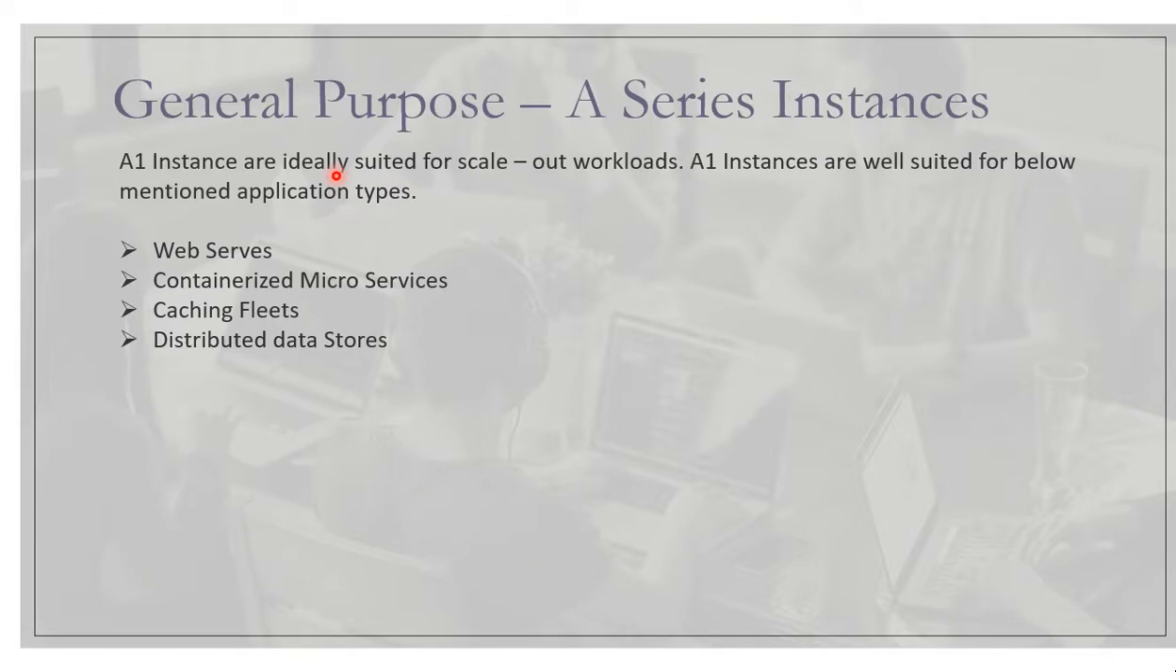A1 instances are ideally suited for scale out workloads, right? Basically any server where the traffic is increased and reduced on a timely basis. These A1 instances are very well suited for web servers, containerized microservices, caching fleets, distributed data stores, right? I've just covered very briefly the A series instance. If you want to read in detail, please go through the Amazon documentation. I'll provide the link in the video description.